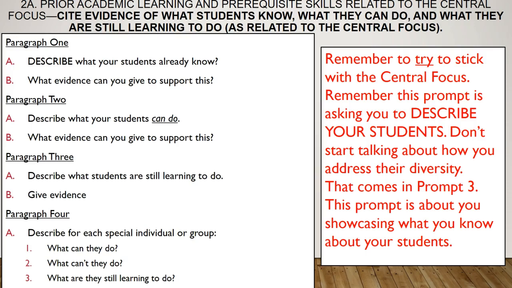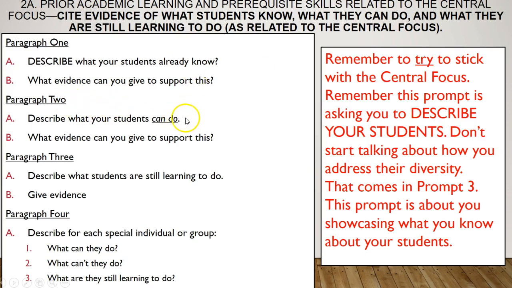For example, if you say that your students already know how to add 2 one-digit numbers, how do you know they can do that? What evidence do you have? Is it a little quiz that you gave them, or have you observed this? What are you using in order to say that? When we say evidence, we're wanting you to support how you know the students can do what you say they do.